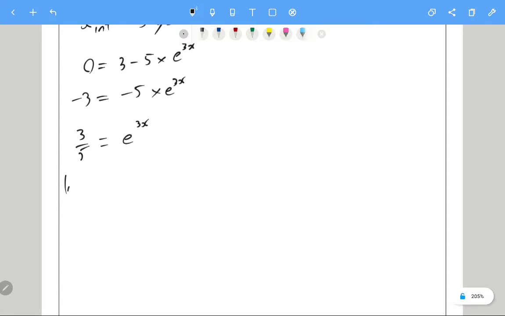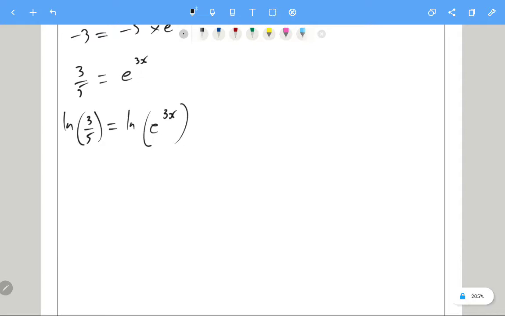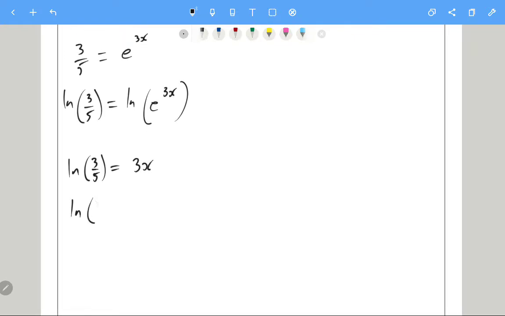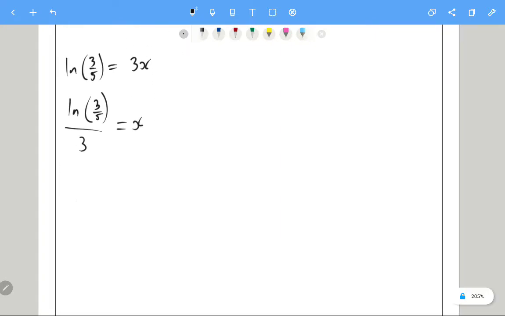Take the natural logarithm of both sides. The natural log cancels with e, and we're left with the natural log of 3/5 is equal to 3x. Divide both sides by 3 and we're finished. Therefore, our x-intercept is going to be the natural log of 3 on 5, on 3, 0.